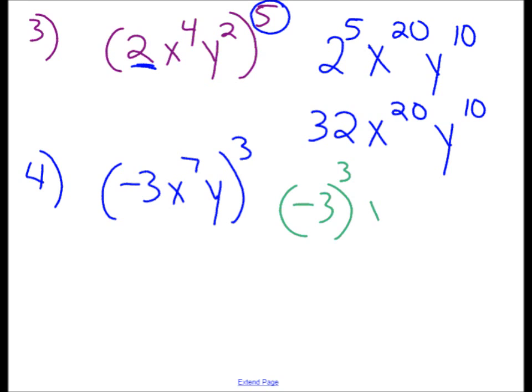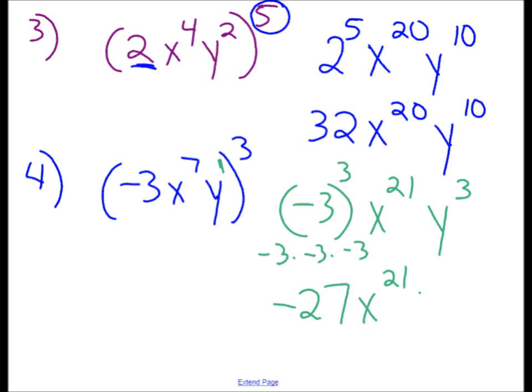And finally, we'll do our exponents and multiply those. Remember, for the y, that has an exponent of 1. Some people forget that. So it's y to the third power, we multiply. And again, negative 3 to the third power is negative 3 times negative 3 times negative 3. So the final answer there is negative 27, x to the 21st, y to the third.